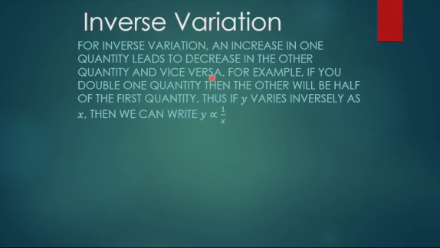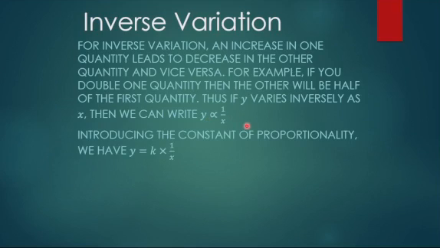And of course, it is important for us to learn how to write inverse variation. So if y varies inversely as x, then we always write y proportional to 1 over x. And this is read as y varies inversely as x, or y is inversely proportional to x. So this is how to read this statement, and it's very important for us to be able to do that.